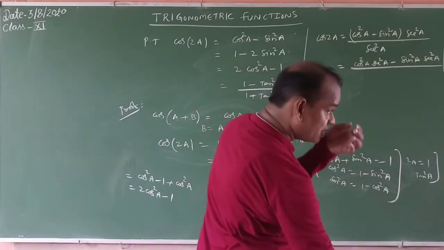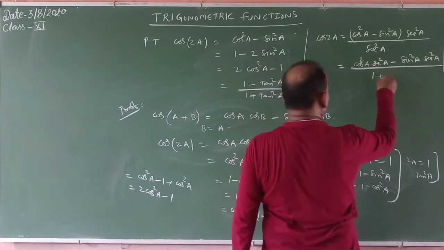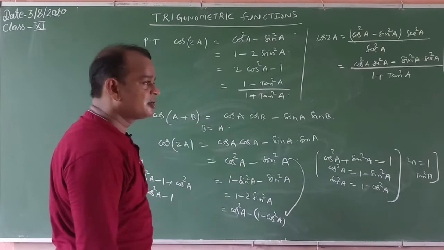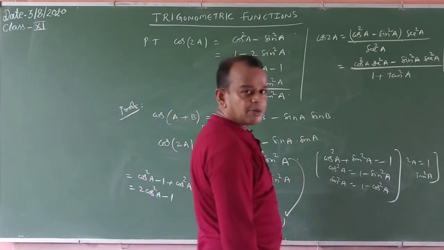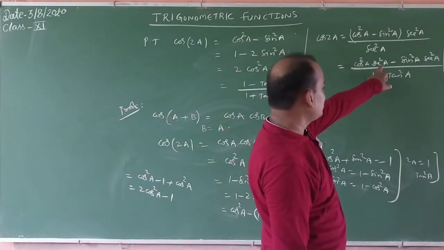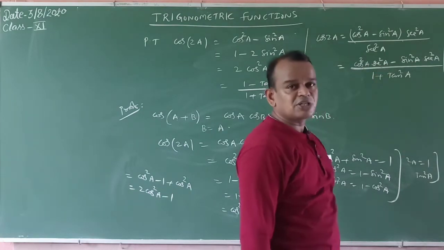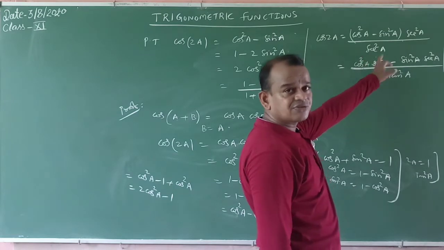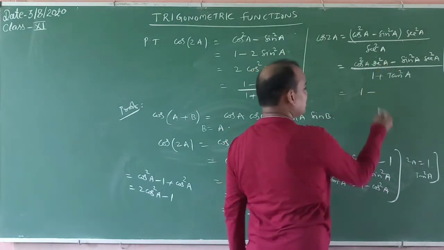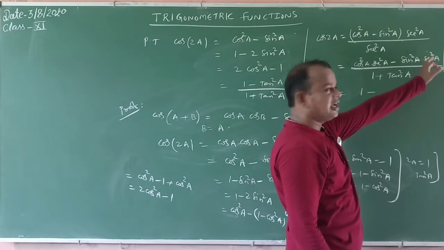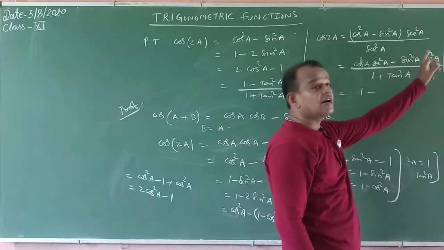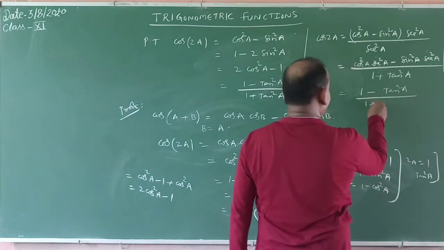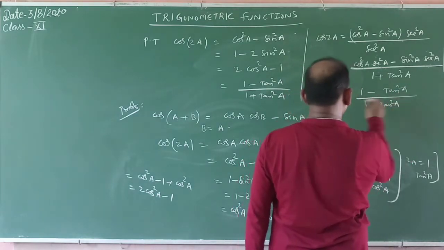Before I told, what is the formula of secant square A? That is equal to 1 plus tan square A. What is the reciprocal of cos? The reciprocal of cos is secant. Cos and secant are reciprocal, their product must be equal to 1. Otherwise, secant square A means 1 by cos square A, cos square A, cos square A cancel. The answer is 1 minus sin square A by cos square A, which is tan square A, by 1 plus tan square A. This is the cos 2A formula.